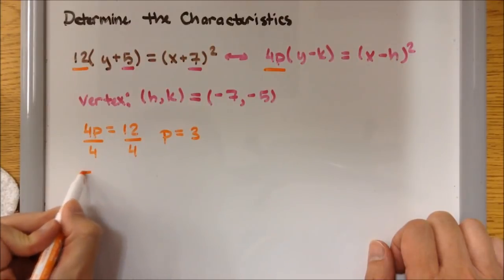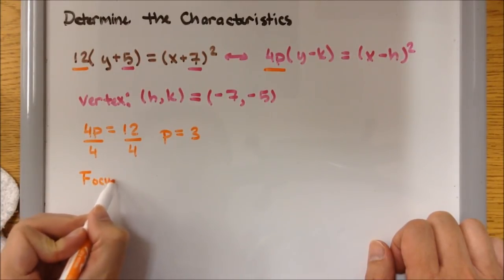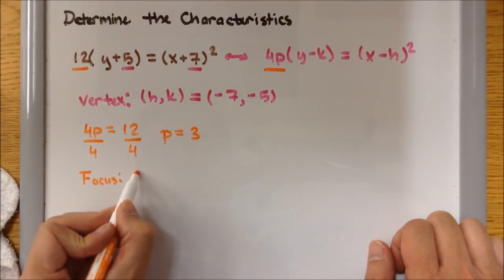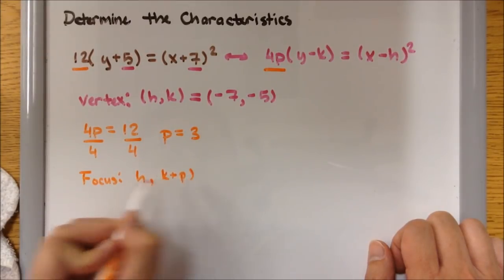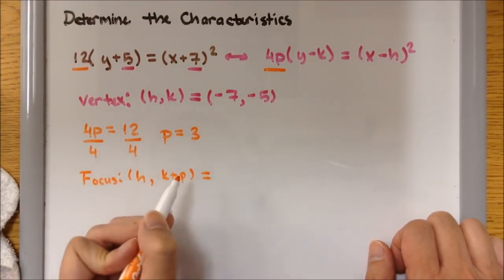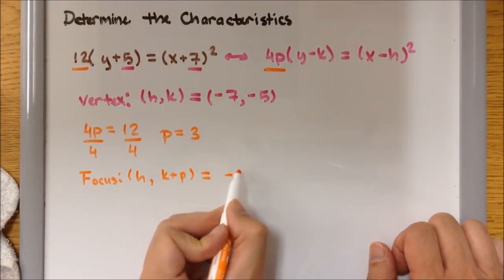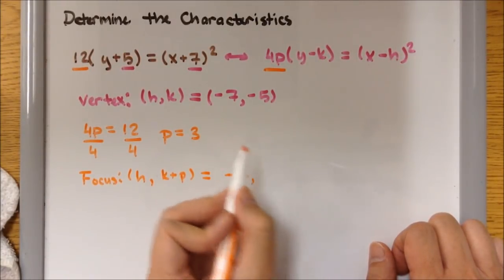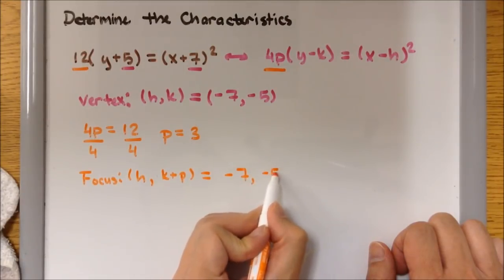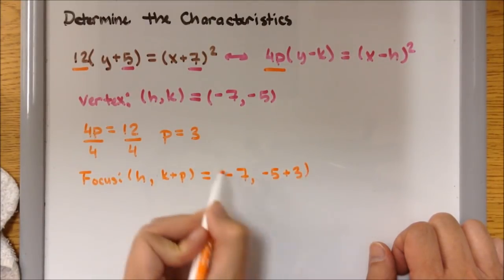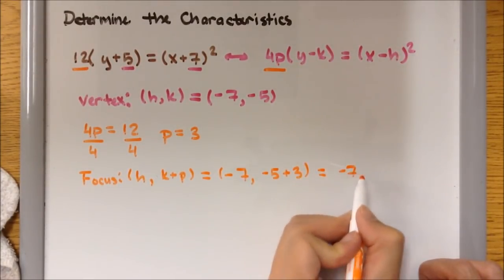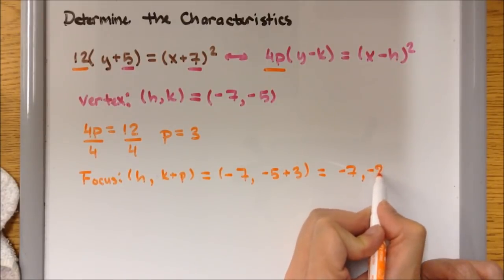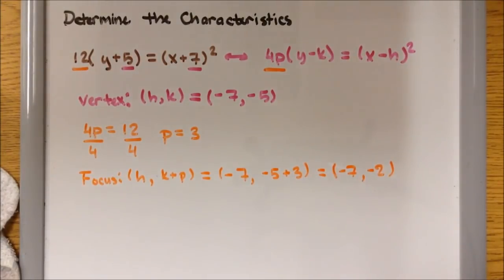The focus is also a coordinate point: h, k plus p. h is the same, so -7. Now it's -5 plus 3, which is essentially -2. So -7, -2 will be the focus.